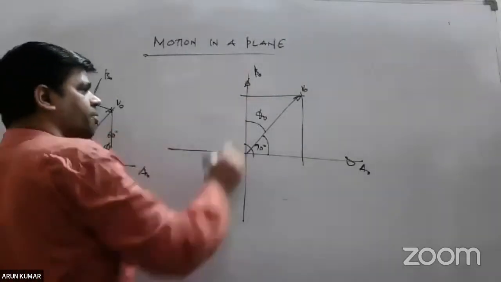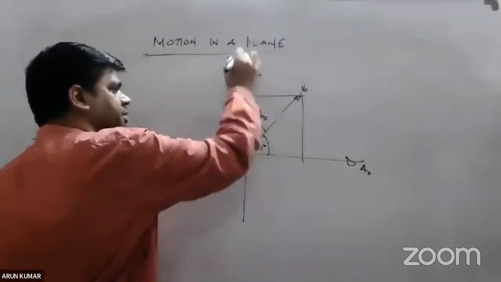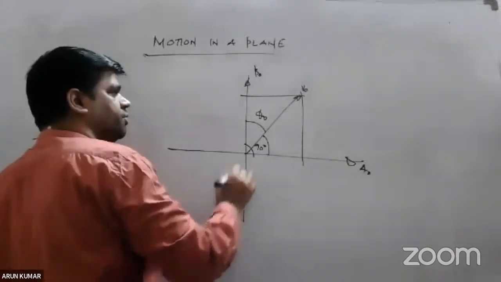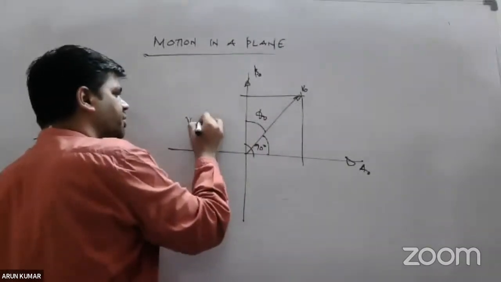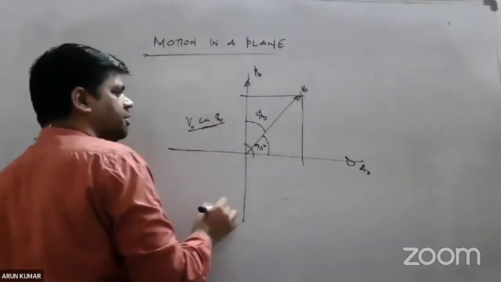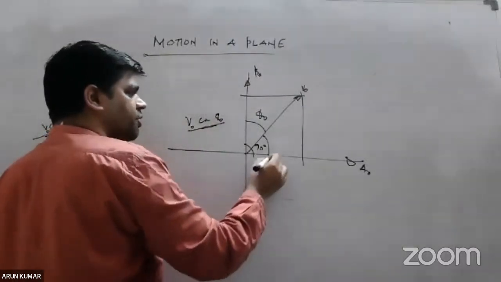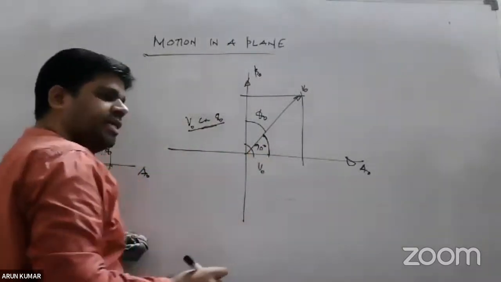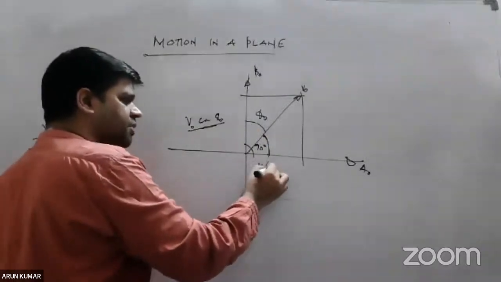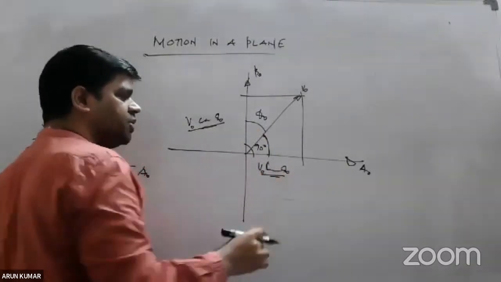Now the component along line B. Cos theta, right. V naught cos theta. Now what is the component over here? V naught cos of 90 minus theta, which is V naught sin theta. So the vertical component is sin theta.